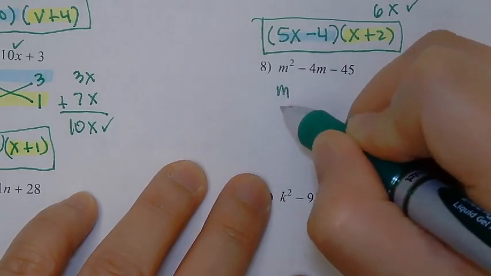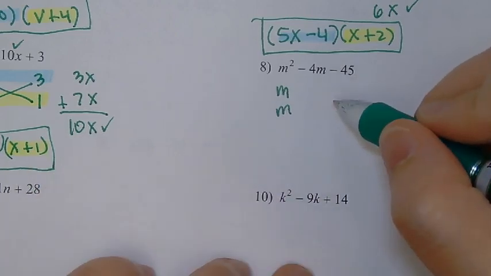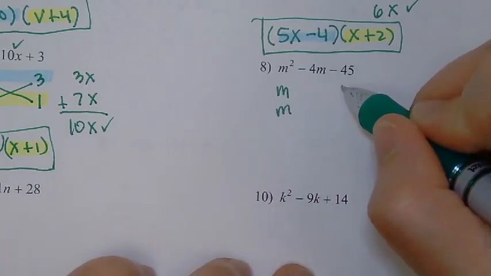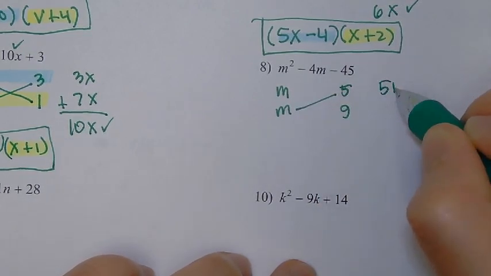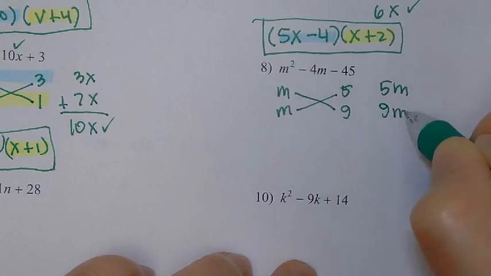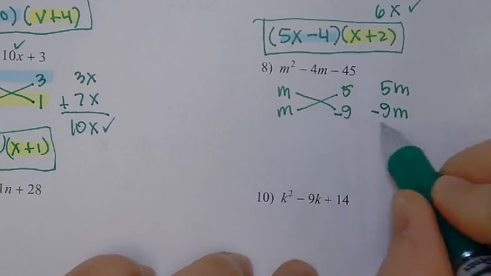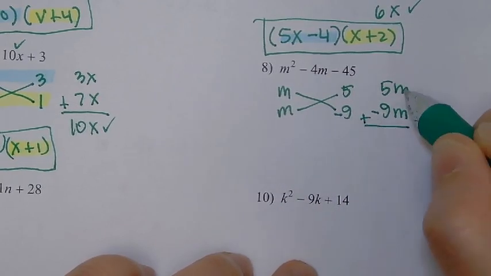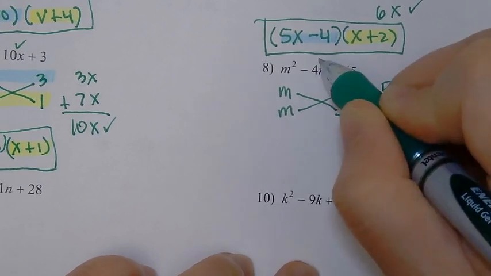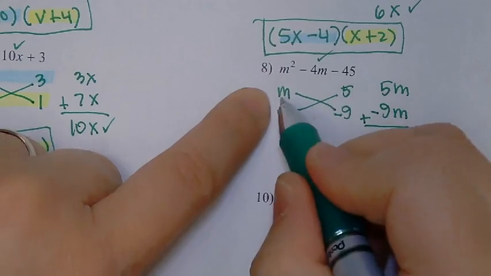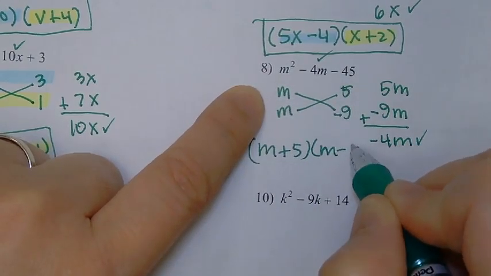Okay, m squared. The only way to get that is m times m. And negative 45 adds up to 4, so maybe 5 and 9? 9 and 5? Let's go 5 and 9. Okay, m times 5 is 5m. m times 9 is 9m. How do we get a negative 4m? By making the bottom one negative, so 5m plus negative 9m is going to be negative 4m, which is exactly what we want. Again, going straight across: m plus 5, m minus 9.